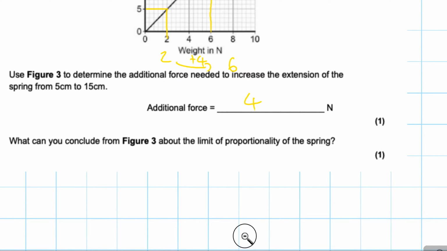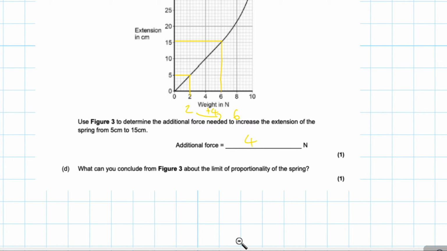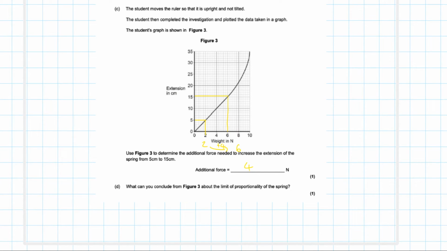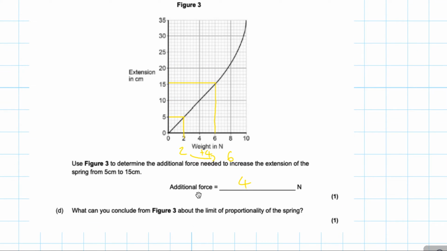What can you conclude from figure 3 about the limit of proportionality of the spring? So the limit of proportionality is the point where it stops being perfectly straight. And we can see that it stops being straight at around 7. So after this point it starts to bend round. So this here is the limit of proportionality.